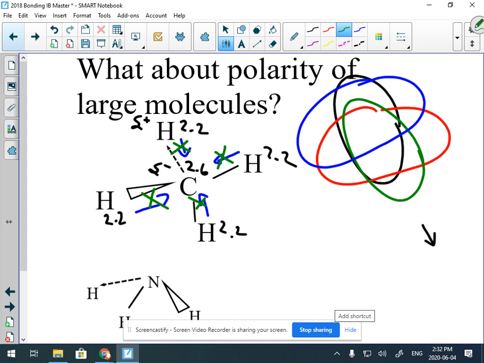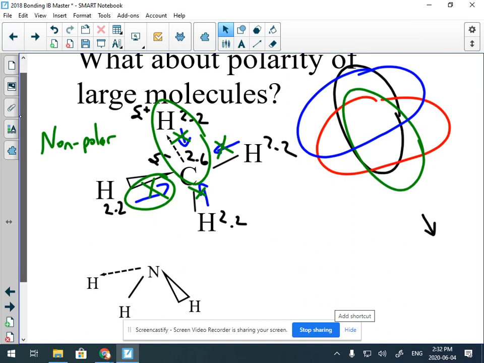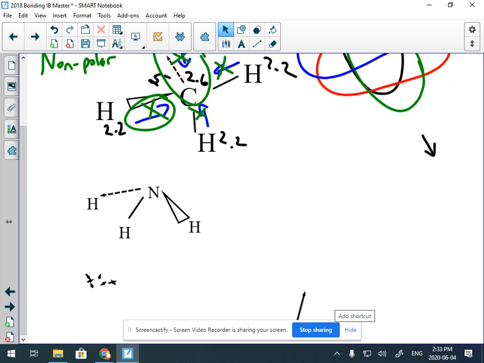So this molecule, while individual bonds are polar, and it's got four individual polar bonds, the molecule itself is nonpolar because all the dipoles, these little arrows are called dipoles, all of these cancel out. Okay, now let's take a look at this molecule, NH3. All right, let's write down what we know. Nitrogen has an electronegativity of 3. Hydrogen has an electronegativity of 2.2.